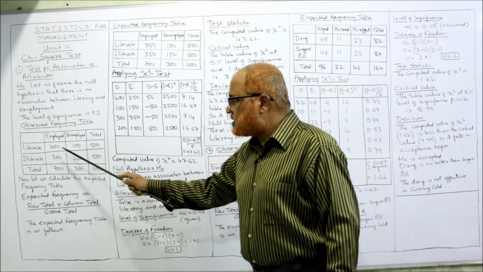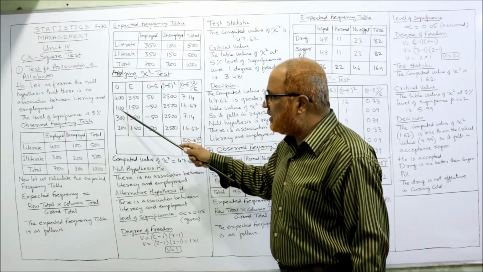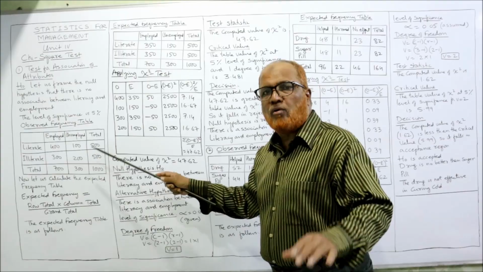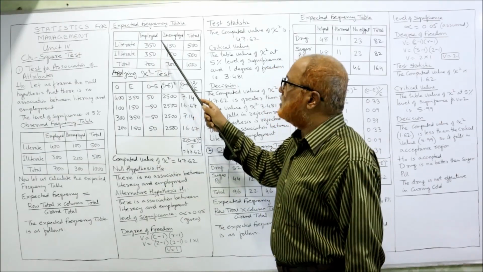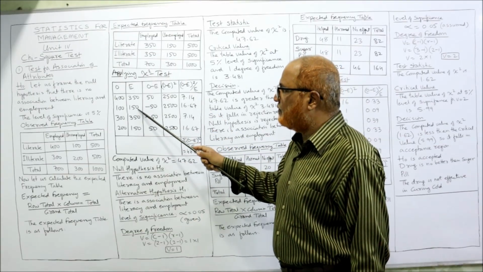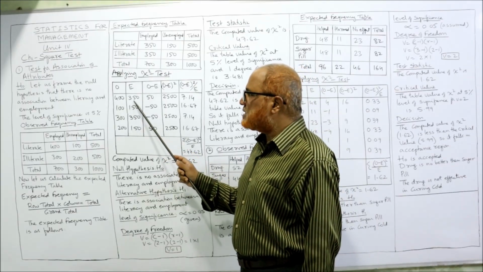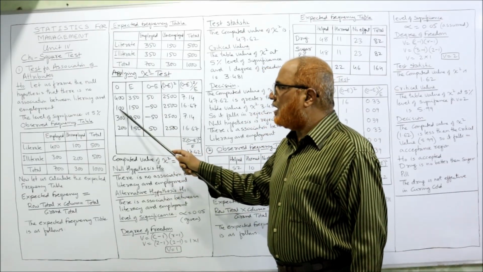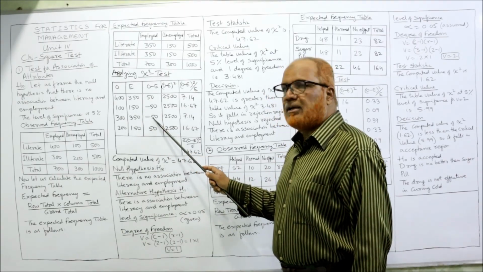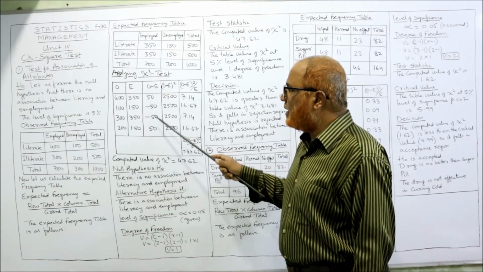The observed frequencies are 400, 100, 300, 200. Like this, row wise I have taken. Same row wise I have to take for expected frequency: 350, 150, 350, 150. Now O minus E. 400 minus 350 is 50. 100 minus 150 is minus 50. 300 minus 350 is minus 50. 200 minus 150 is 50. This is O minus E.